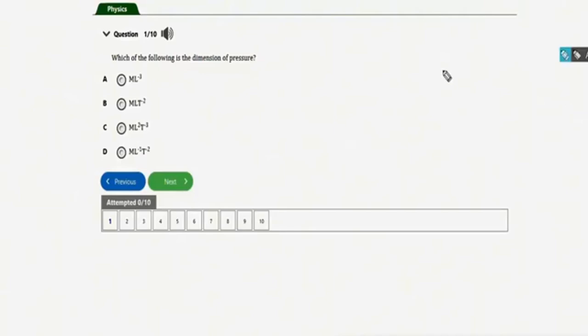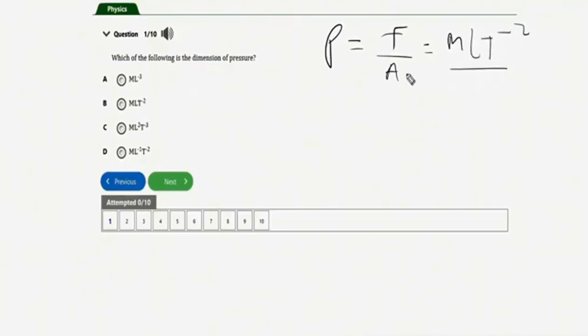Okay, so let's determine this. Pressure, the formula is force over area. Okay, so dimension of force is ML T to the power negative 2, over area, which is length times breadth, or length times width, which is length square. Law of indices, division law: we have the same base, and this is division, so what you do now is subtract the powers.